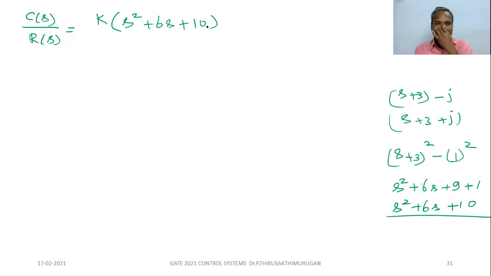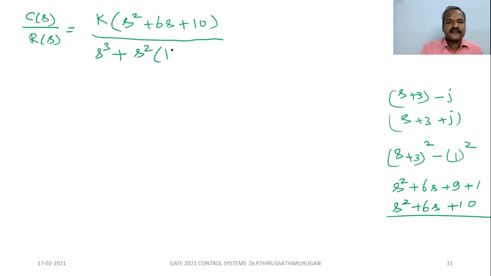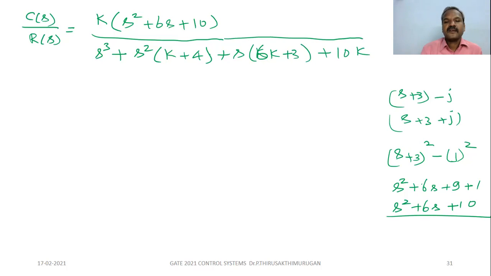Divided by s cube. The same thing will be coming in the denominator. So s cube plus, please do it and tell me the answer. K plus 4 plus s into 6k plus 3, plus 10k equal to 0. Okay. So what is the characteristic equation? The characteristic equation is s cube plus s square.